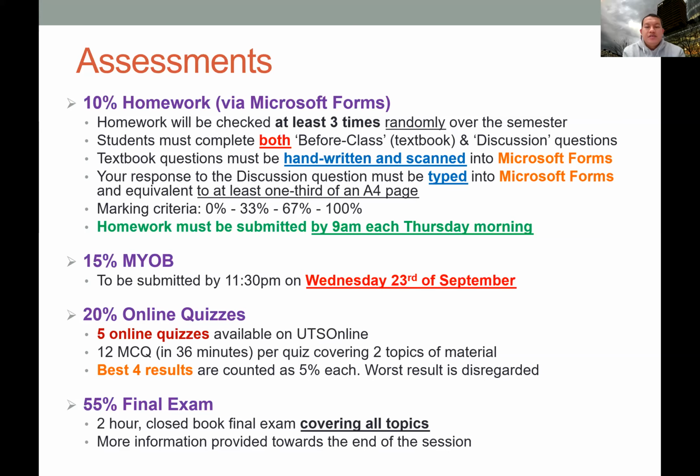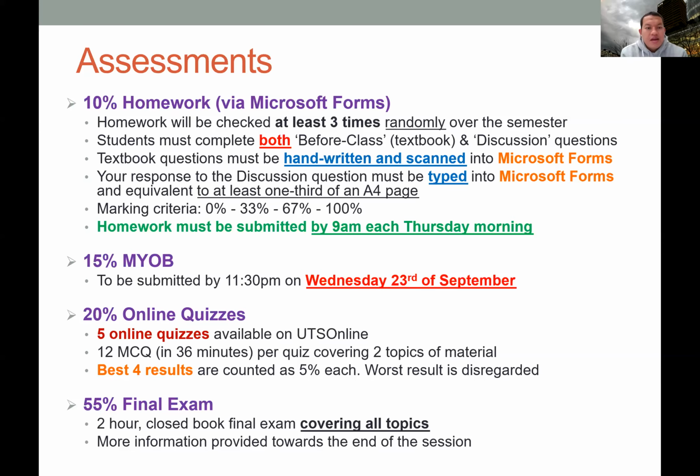The homework should be handwritten and scanned. You can scan it or take a picture of it and upload it to the Microsoft Form that I already emailed you the link to. And then type the answers to this discussion question in the Microsoft Form, or simply copy and paste into the Microsoft Form.